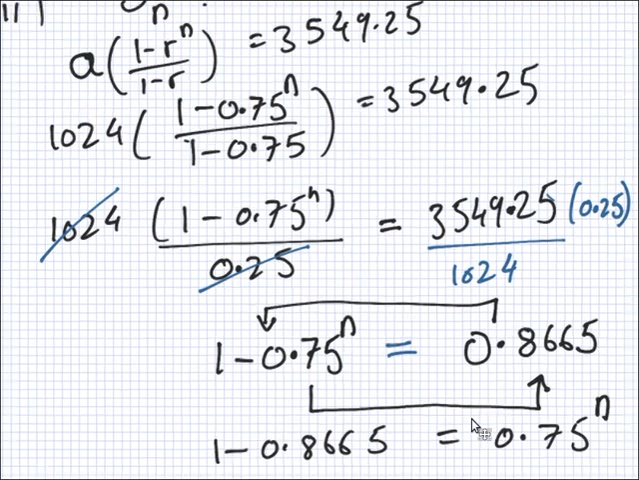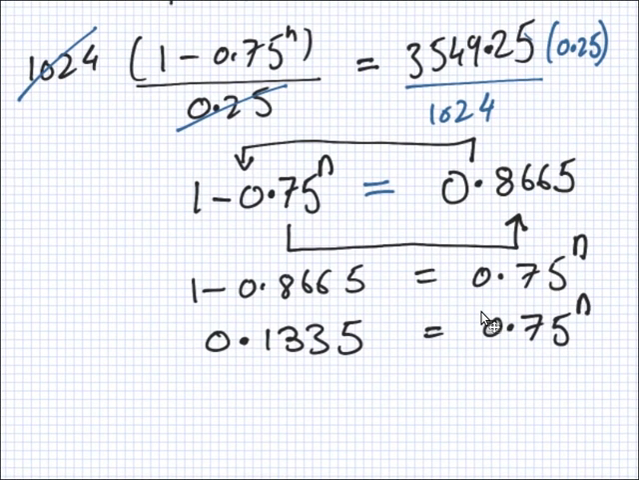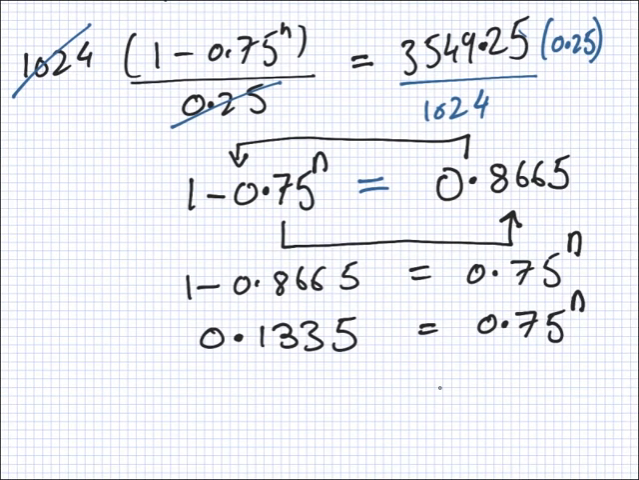Abir, you're typing that in there. What do you get? 0.1335. Okay. Yeah, we could use logs here. Now you could actually do this in one step on the calculator.